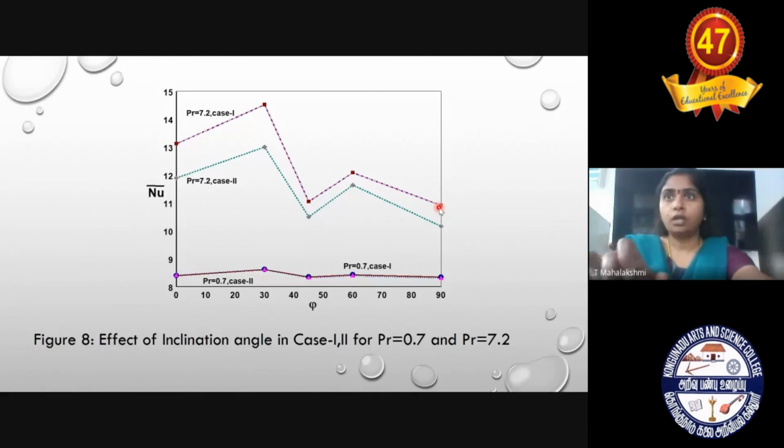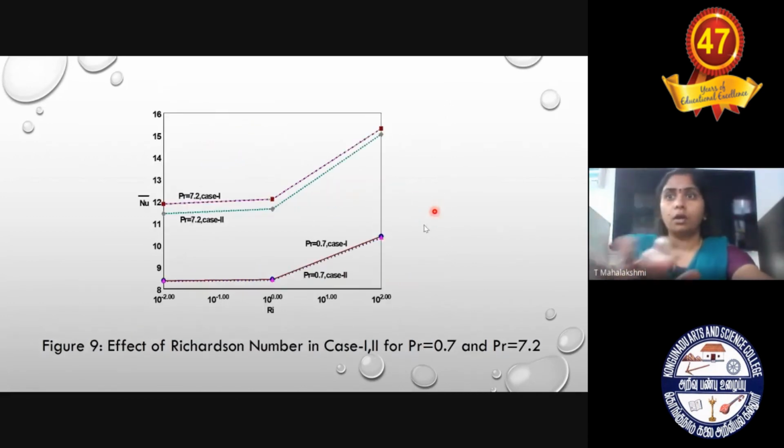And for the inclination angle phi is 90, we get almost 11 point something heat transfer rate. So this graph represents the effect of the Richardson number. We are considering the mixed convection, so we need to consider the Richardson number effect for the heat transfer rate analysis.